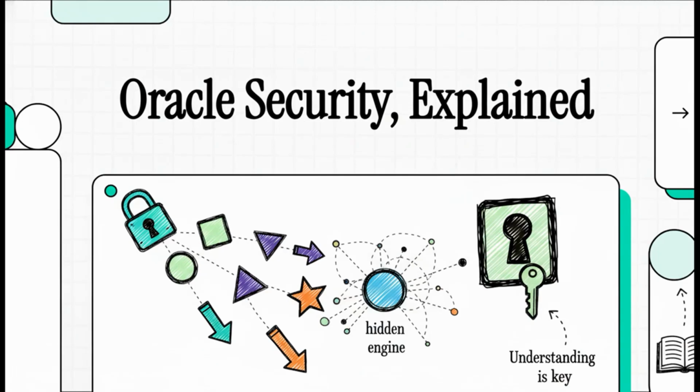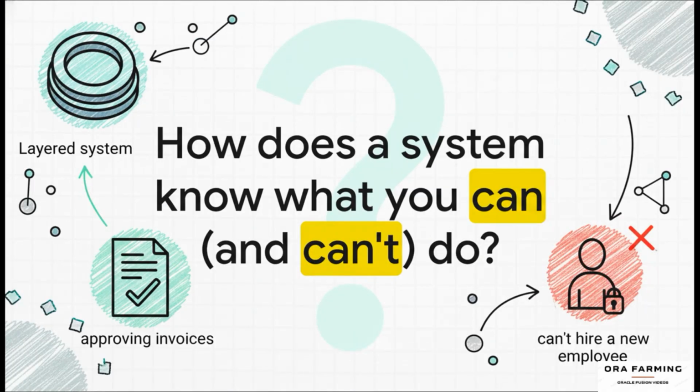All right, let's talk about one of the most powerful and sometimes, let's be honest, confusing parts of Oracle Fusion, its security model. This thing is the hidden engine that controls literally everything. Who sees what, who clicks what, and really getting a handle on it is a game changer. So let's dive in. Have you ever really thought about that?